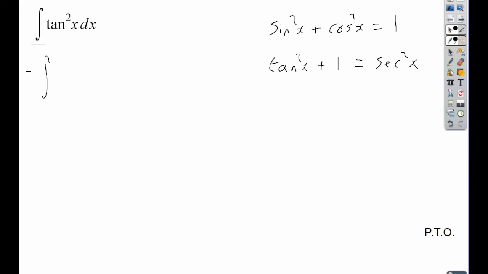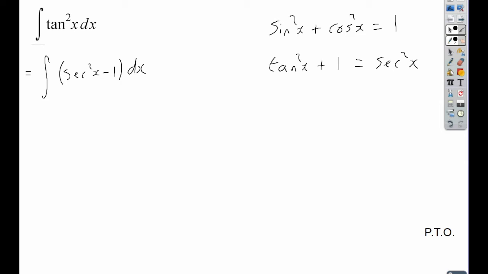Now, if you cannot remember the identity, here's a quick reminder. To begin with, the one that you all remember: sine squared x plus cos squared x equals 1. Then to get tan squared x, you divide throughout by cos squared x, so you get tan squared x plus 1 equals sec squared x. And there it is. So you rewrite the question as the integral of sec squared x minus 1 dx.